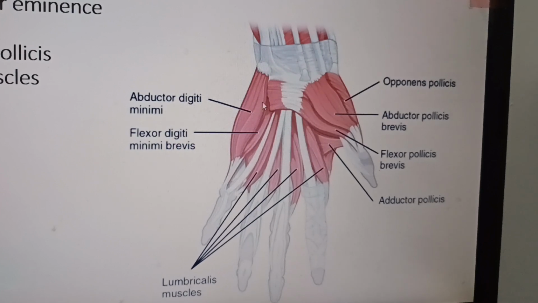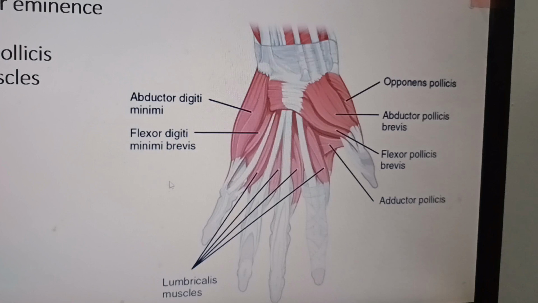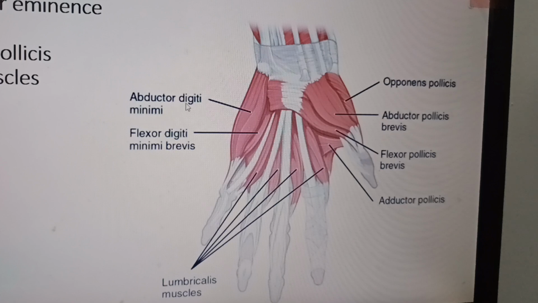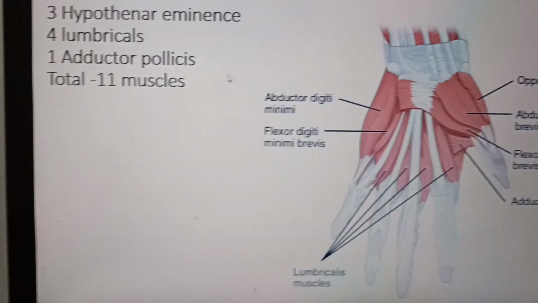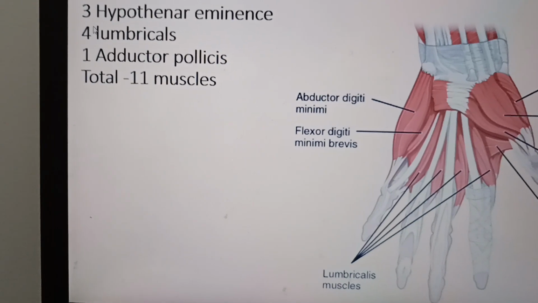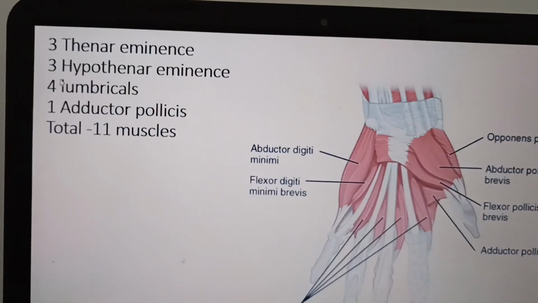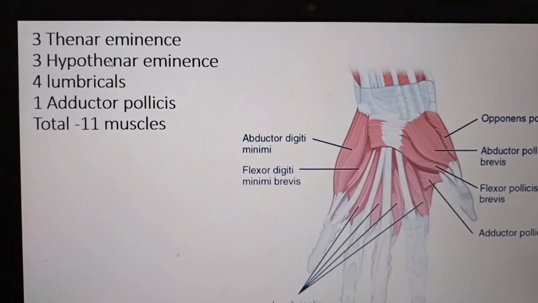Now let us look at the little finger, or the hypothenar eminence. It's very simple to understand. These are the same muscles, but the name is changed to digiti minimi instead of pollicis in the thumb. So you have the abductor, flexor and opponens, which is not shown here, which is seen deep. We will be seeing it in the next slide. So if you look at the script here, you can see there are three thenar muscles and three hypothenar muscles.